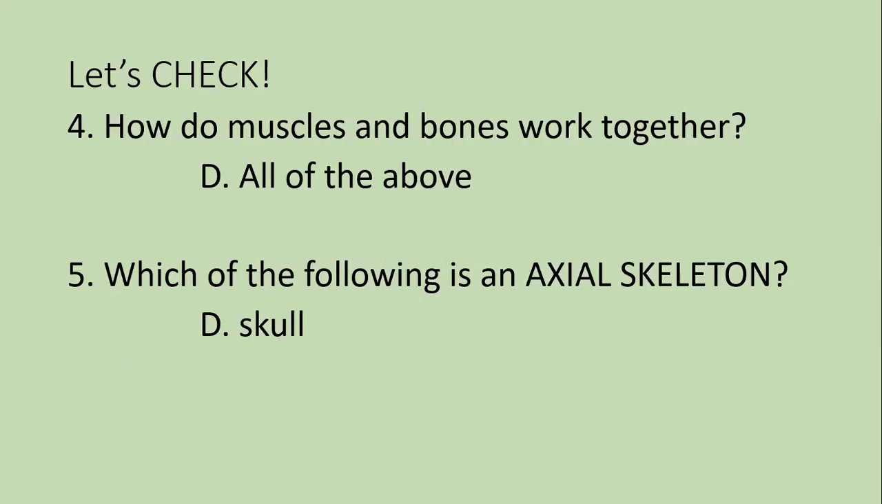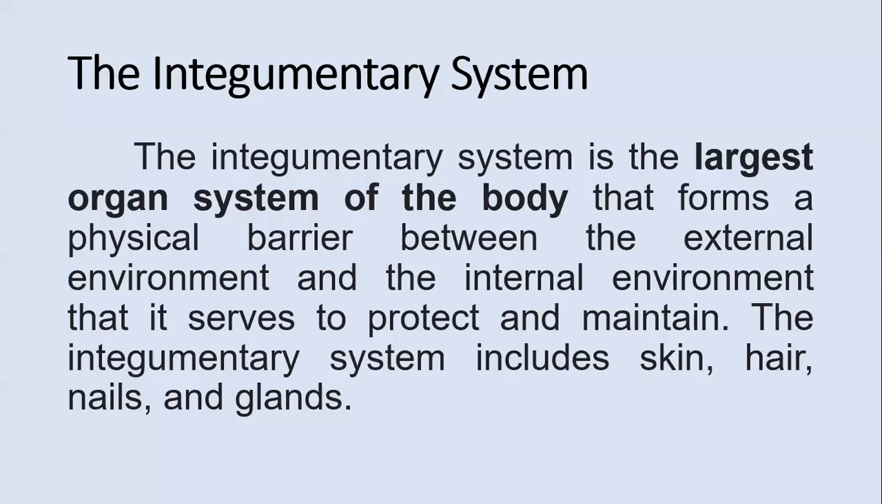Number 4, how do muscles and bones work together? Correct answer is D, all of the above. And 5, which of the following is an axial skeleton? The correct answer is D, skull. Now let's move on to our topic for this week. First topic is the integumentary system.